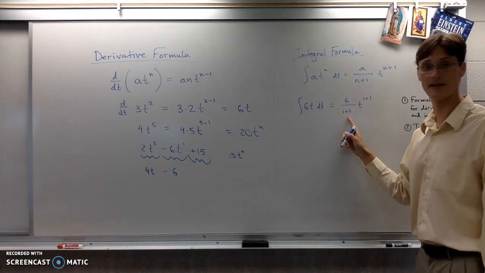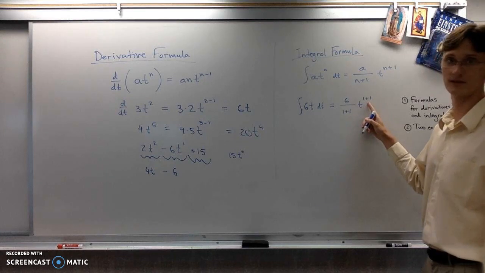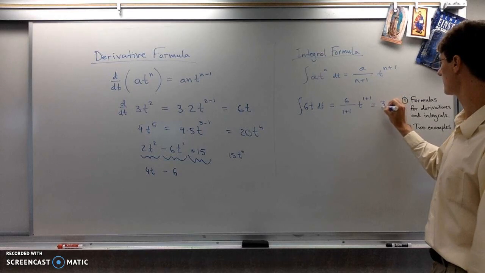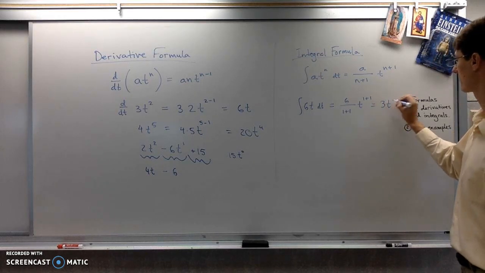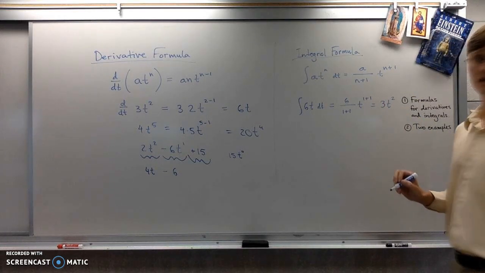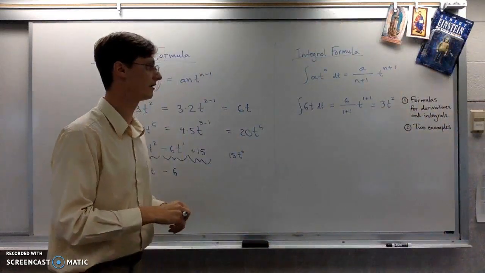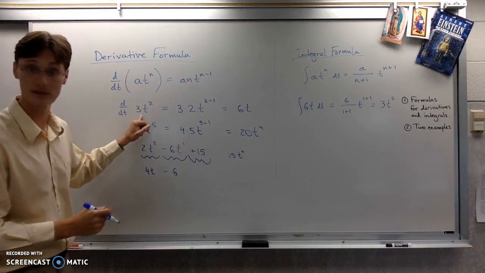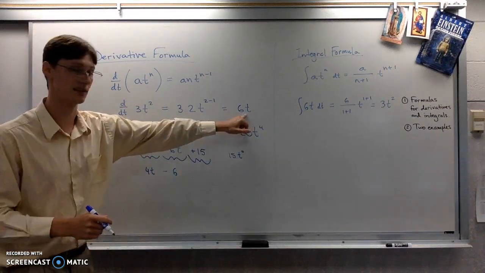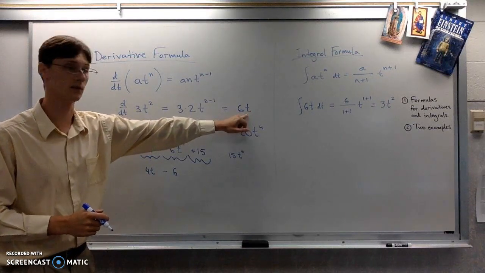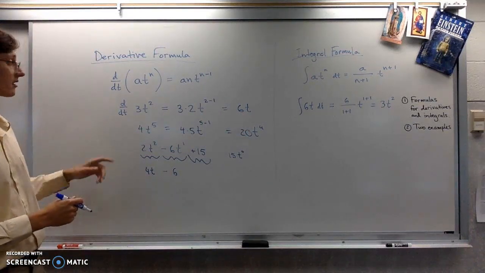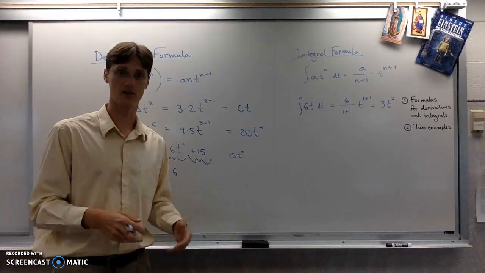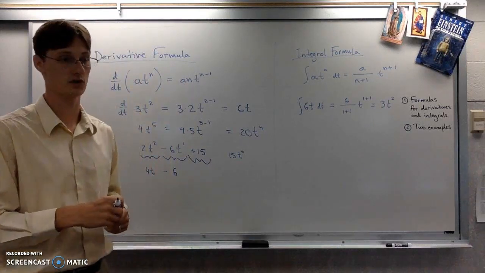So we'll divide by that new exponent. So 6 over 2 is 3, and 1 plus 1 is 2, so 3t squared is the integral of 6t. So if we come back over here, we said the derivative of 3t squared is 6t. The integral of 6t is 3t squared. Integration and derivation undo each other is what that is showing you.